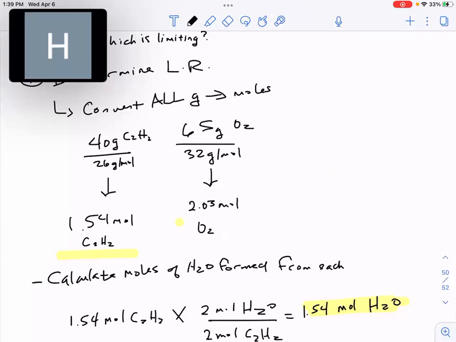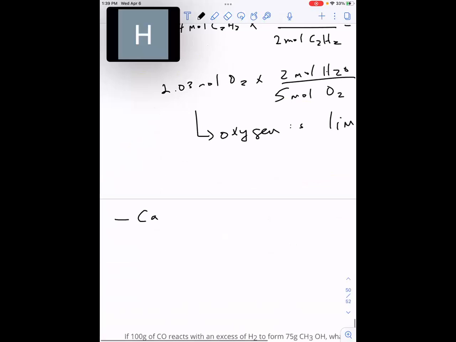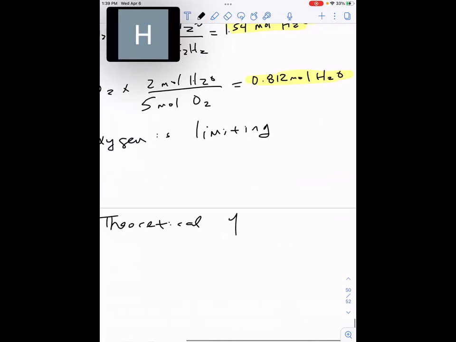And now we can calculate the theoretical yield based on that. So now we can say that since oxygen is limiting, we can calculate the theoretical yield based on that fact.